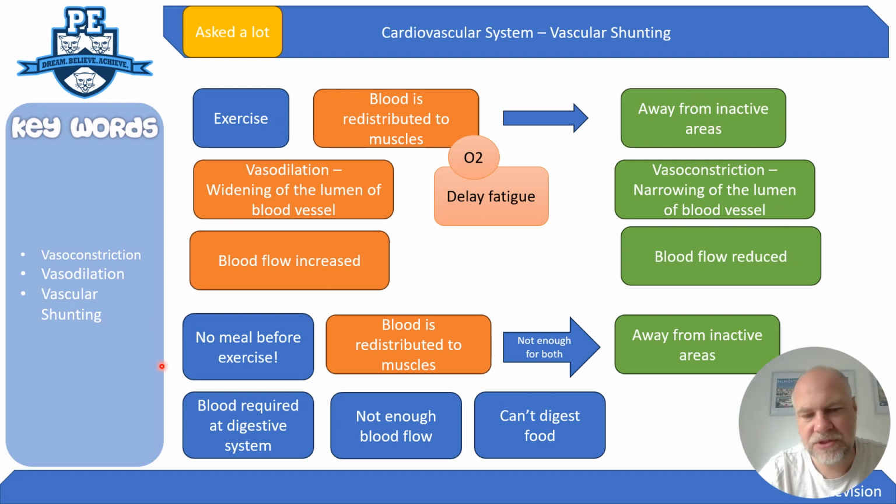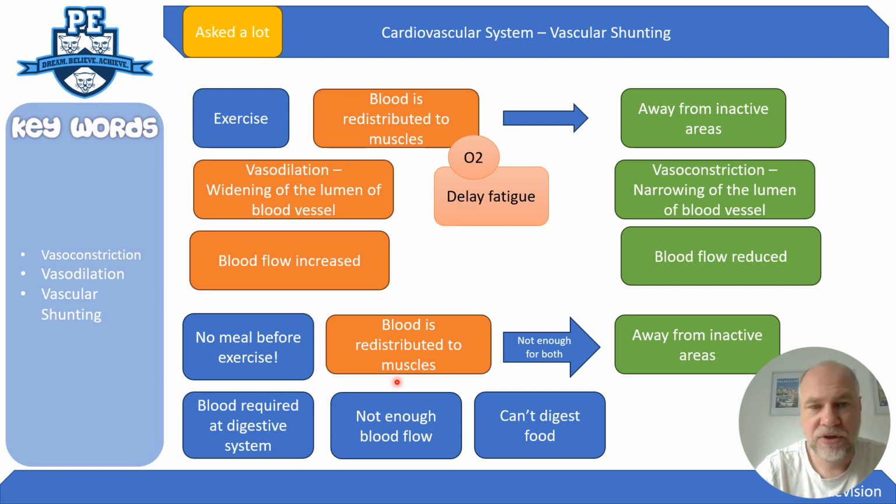Now, another type of exam question, and this is a really tricky exam question that exam boards like to put in, is where it doesn't mention the word blood redistribution or vascular shunting. And what they ask you is, why shouldn't someone eat before exercise, immediately before exercise? Why should someone not eat a meal before going on a swim? Why should someone not eat a big meal before going for a long run? They're the typical types of questions that the exam board like to ask. This is to do with the redistribution of blood, vascular shunting.